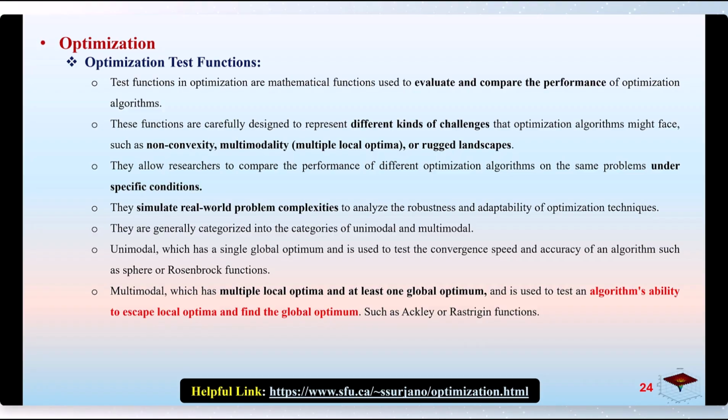They're generally categorized into unimodal and multimodal, but in different shapes. Now, unimodals have a single global optimum and are used to test the convergence speed and accuracy of an algorithm, such as the Sphere or Rosenbrock functions. Multimodals have multiple local optima and at least one global optimum, and are used to test an algorithm's ability to escape local optima and find the global optimum, such as the Ackley or Rastrigin function. And you can find a helpful link about all of these functions in the caption below.